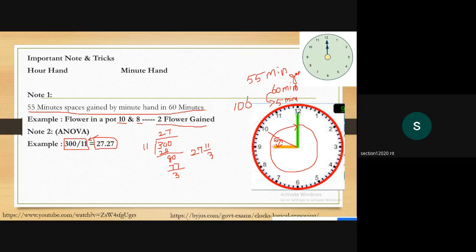So 2711 divided by 3. So this is how we can write. This is a second concept which is required, because every time the answer would not be given as a whole number or a decimal number. Sometimes it may be given as a mixed fraction also. If you know this concept, it is very, very useful.